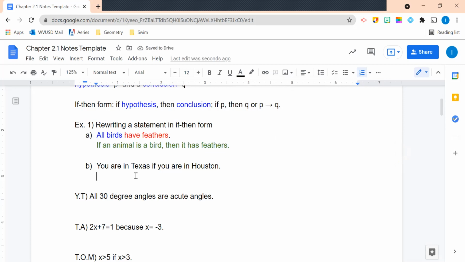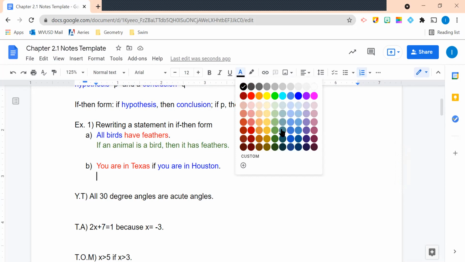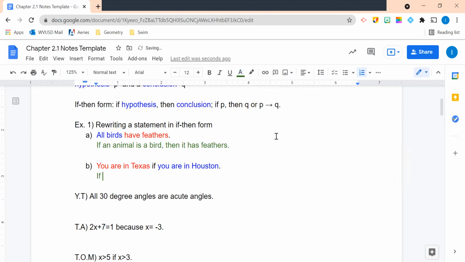You are in Texas if you are in Houston. So since you have the word if here, you know that you are in Houston is going to be your hypothesis. You are in Texas is going to be the conclusion. So if we were to write this in an if-then format, we would say, if you are in Houston, then you are in Texas.